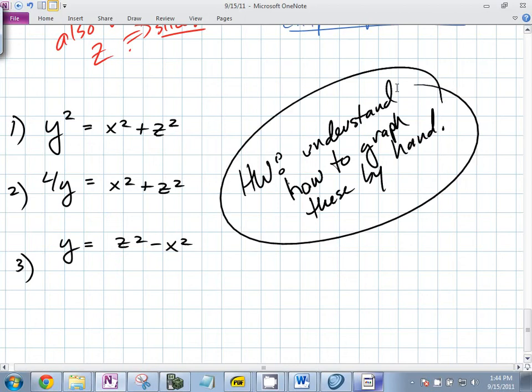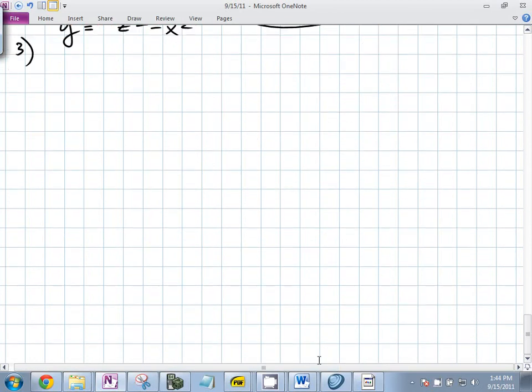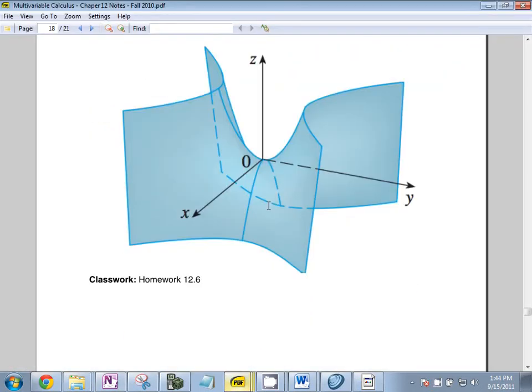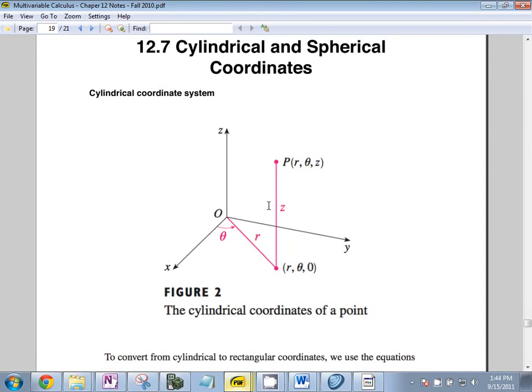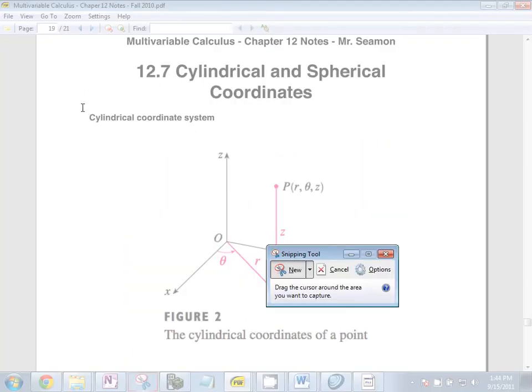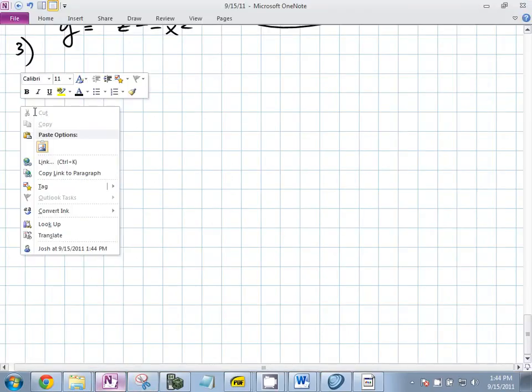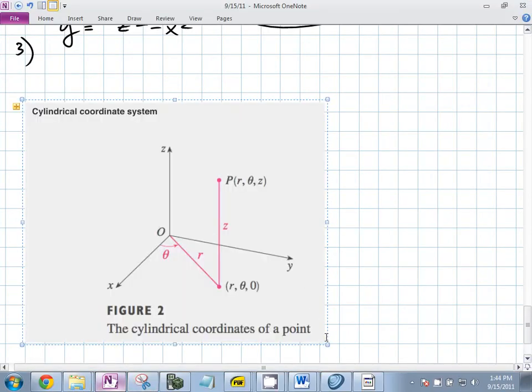Okay, we're going to go on a little bit further. So we've had a lot of shape drawing. Let's do something more algebraic. Sound fun? Cylindrical coordinate systems. So here's the cylindrical coordinate system right here. It's another way to describe a point in 3 space.